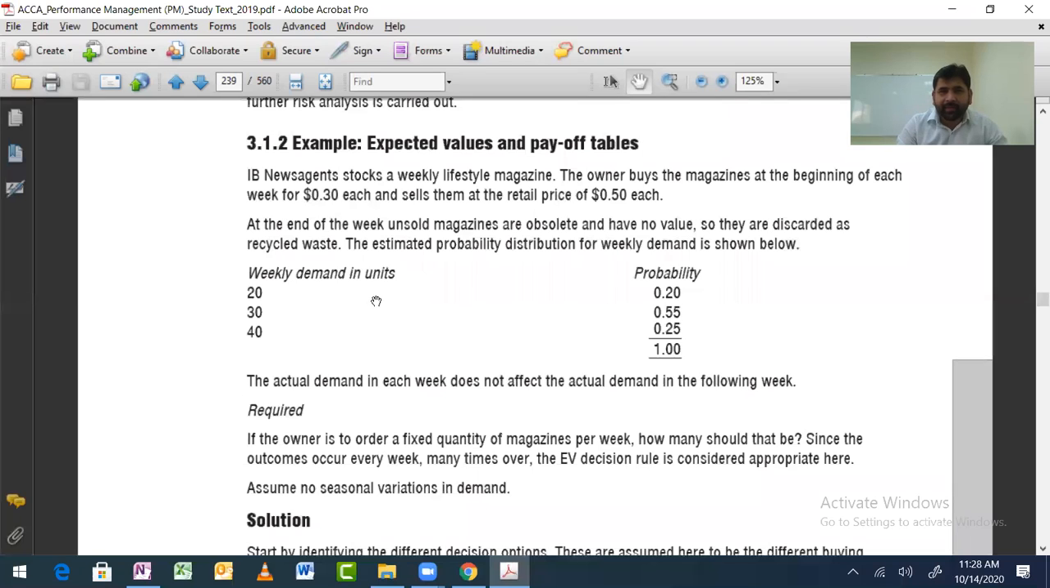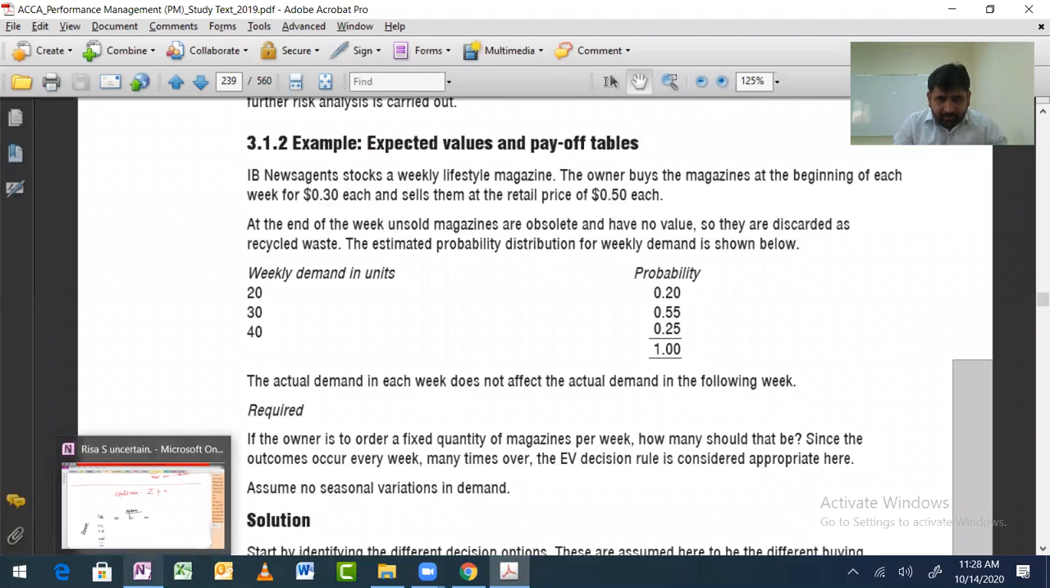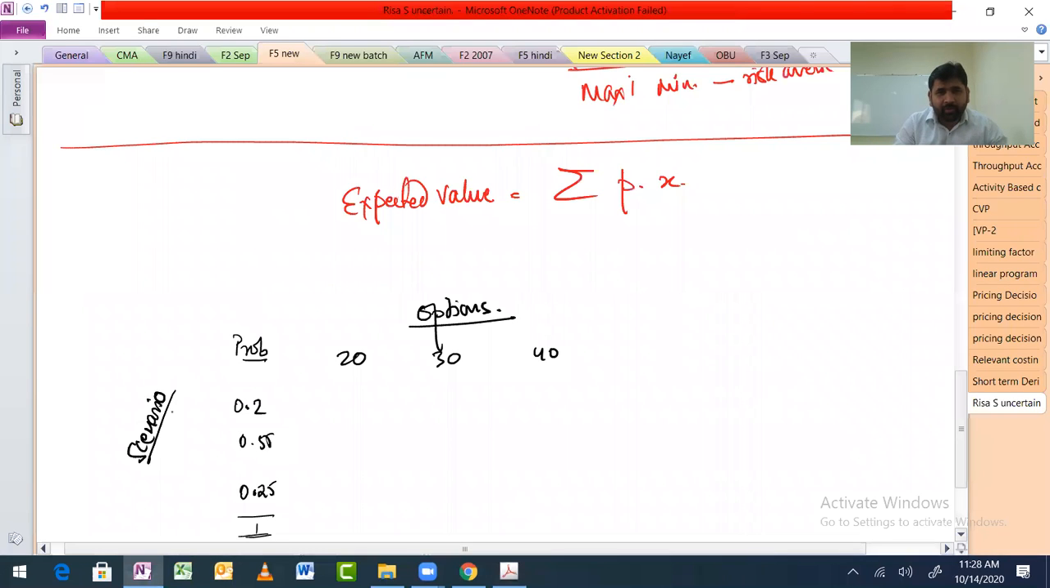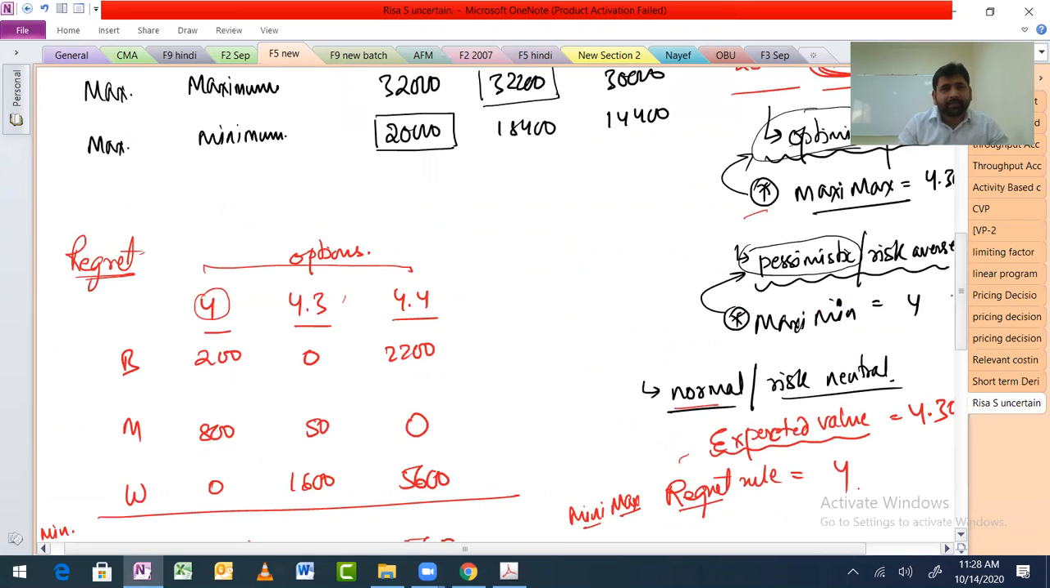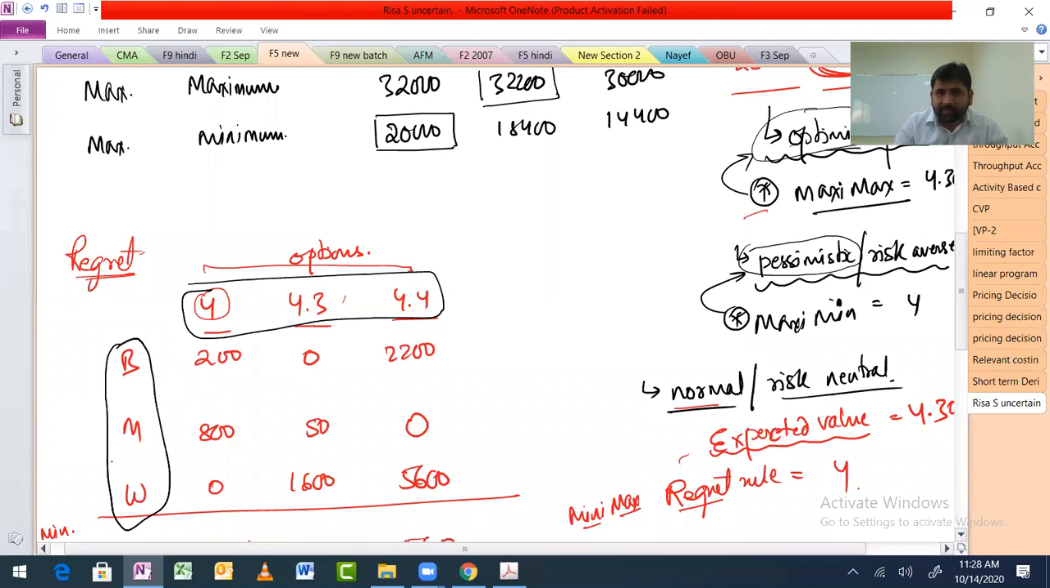Take a look at this. For 20, the probability is 0.2. For 30 it's 0.55. Okay, fine. And for 40, it is 0.25. So what is the scenario? If you remember, this was in your hand. You had to decide what will be the price. This was not in your hand. The market will be best, worst, most likely. That was not in your hand.